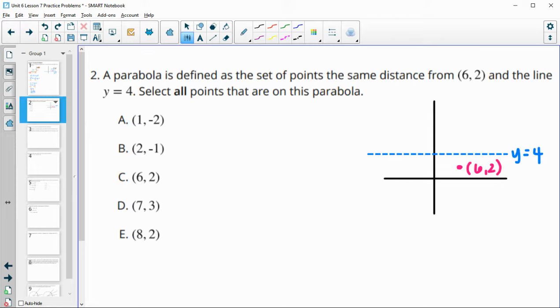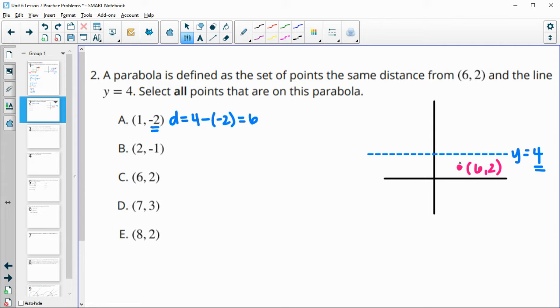So all of these points that they give us, if they are on our parabola, they're the same distance from this y equals 4 line as they are from the point (6, 2). So figuring out how far they are from the directrix is just going to be subtracting, seeing how far the y values are apart. So we can figure out what the distance needs to be just by subtracting those. So 4 minus a negative 2 is 6. So this point is 6 units away from the directrix.